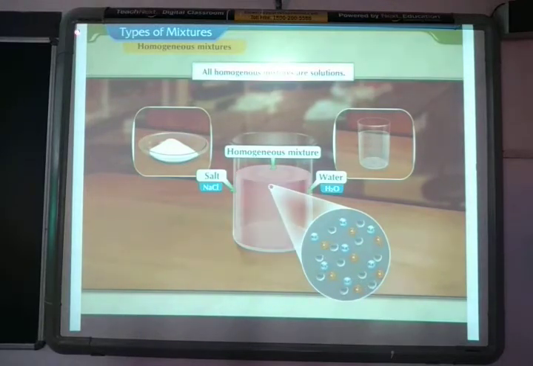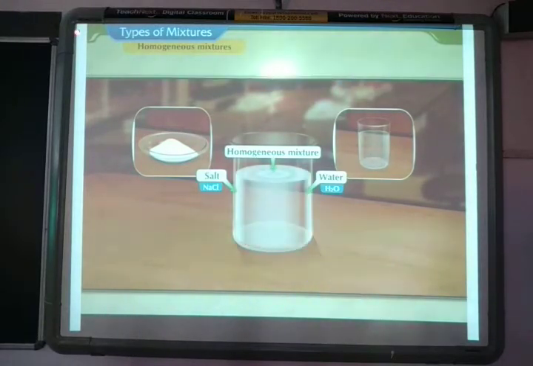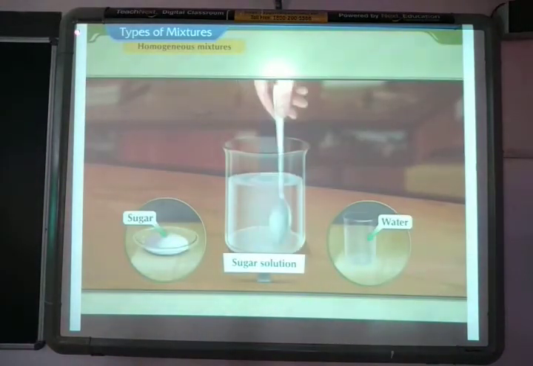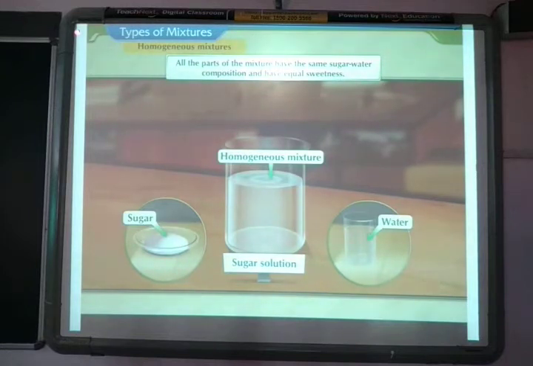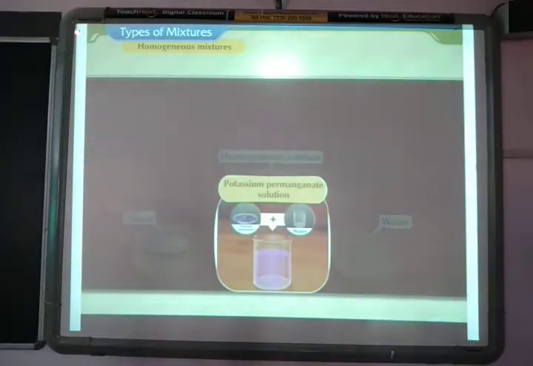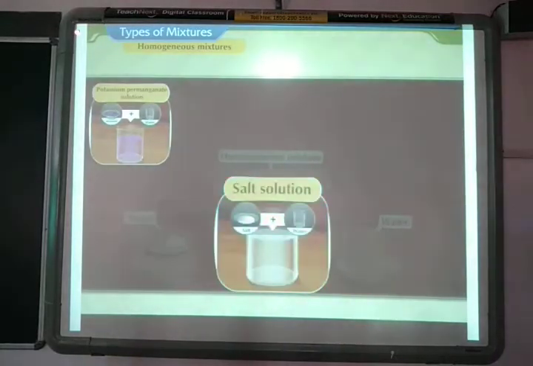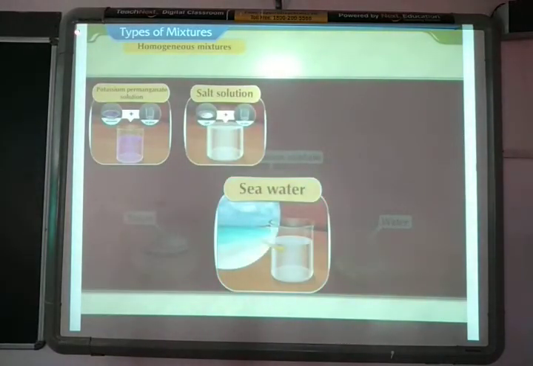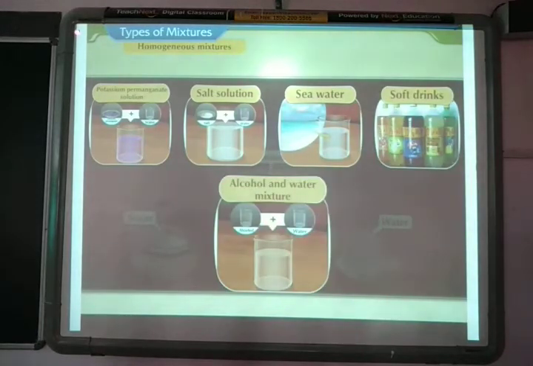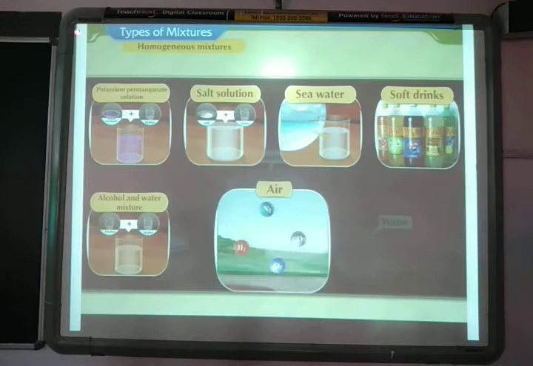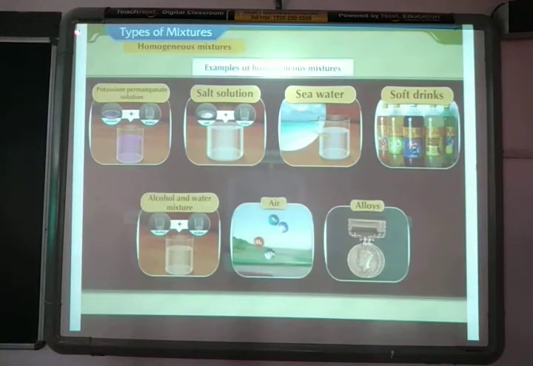All homogeneous mixtures are solutions. A sugar solution is a homogeneous mixture because all the parts of the mixture have the same sugar water composition and have equal sweetness. Potassium permanganate solution, salt solution, seawater, soft drinks, alcohol and water mixture, air and alloys are examples of homogeneous mixtures.